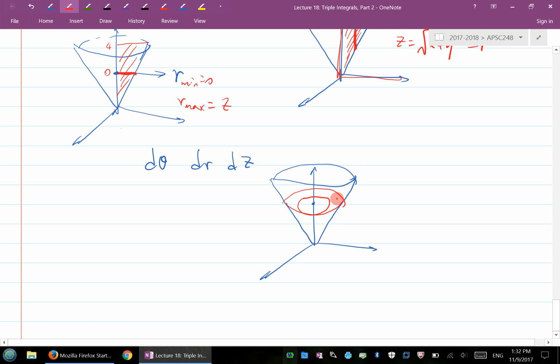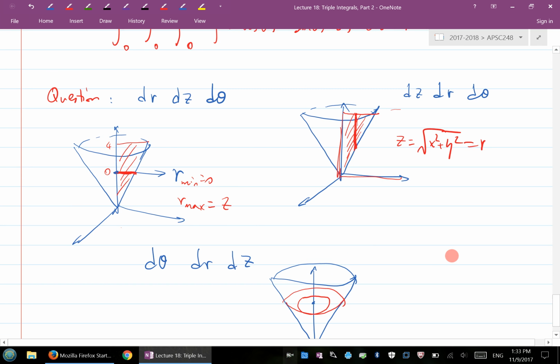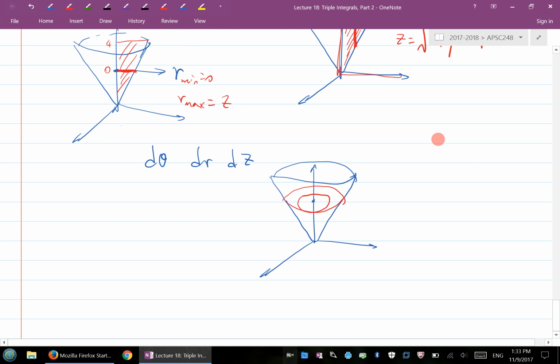Just to give you an idea, if you choose a different order of integration, what will be the implication for finding the limits here? Whichever is more intuitive to you, you should use that order. The limits, which one? The last one here. Yeah. So let me redraw this here.